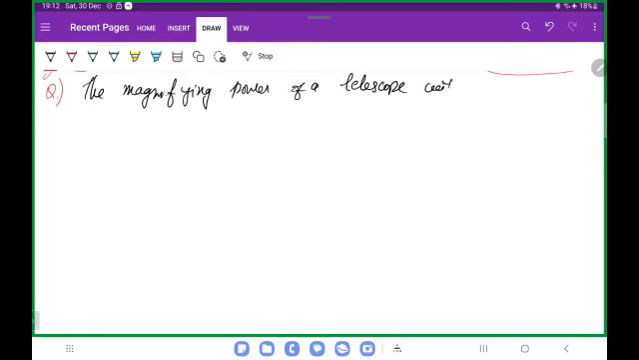Periscope, tube length, 60 centimeter, magnification is 5.